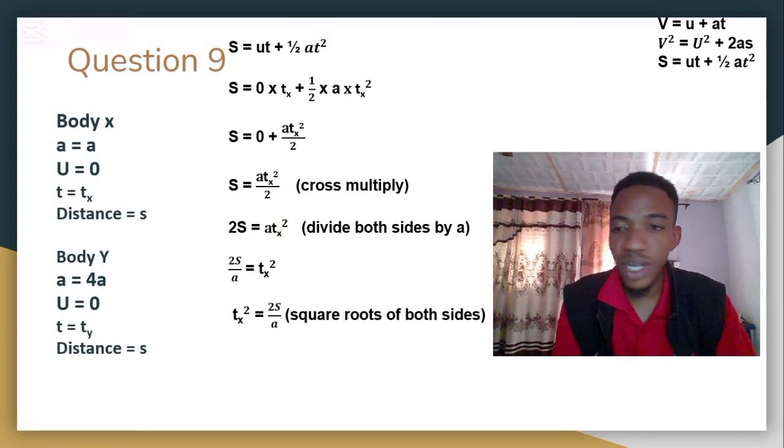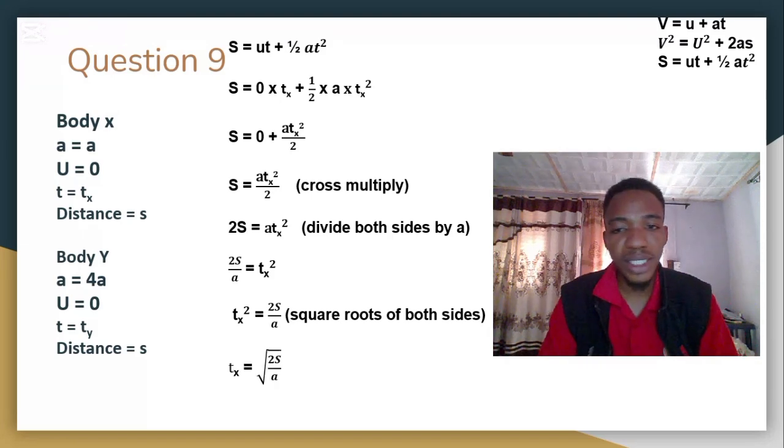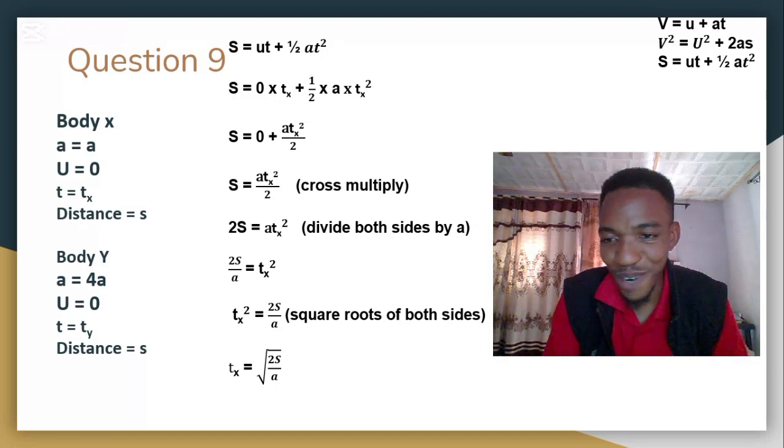So in order to find tx, since tx is carrying a square, you do the opposite. You find the square root of both sides. If you find the square root of both sides, we discover that our tx is the square root of 2s over a. That doesn't mean we have solved the question. Some people are already like, yeah, we solved it. No, we didn't solve the question. We only found tx. So we are going to do the same thing for ty.